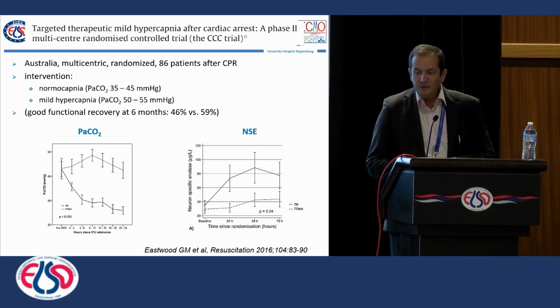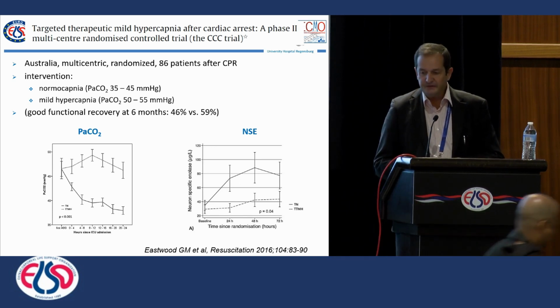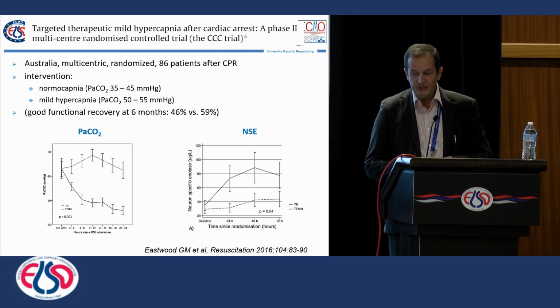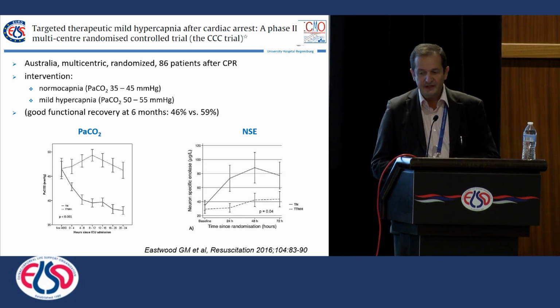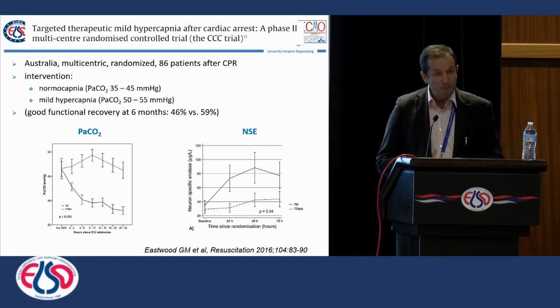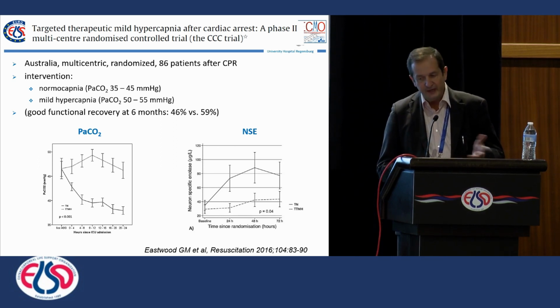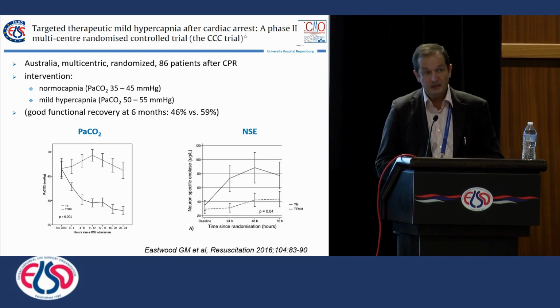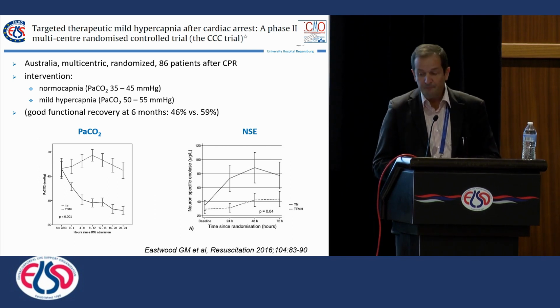That was a small but interesting study from Australia, multicentric, randomized, only 86 patients after CPR, and they had an intervention, either looking for normocapnia or mild hypercapnia with a PaCO2 between 50 and 55 millimeters of mercury. Good functional recovery actually was in both groups, not too bad. It was slightly but not significantly better in those who had slight hypercapnia. And they could also show that those who had slight hypercapnia had less neuron-specific enolase.